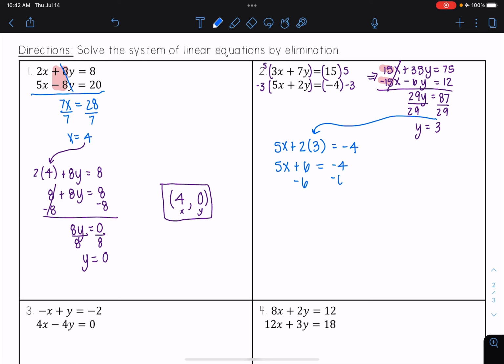Subtract 6 from both sides, and I get that 5x is equal to negative 10. And then divide both sides by 5, and I get that x is equal to negative 2. So I have my x value, I have my y value. Now I'm going to write that as an ordered pair, and I get negative 2, 3. My x first, my y second.